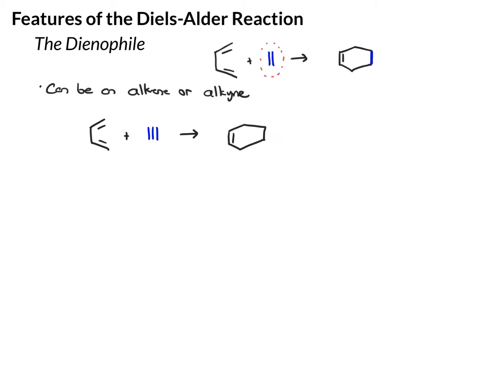But like above, when we went from a double bond to a single bond, if the dienophile is an alkyne, you go from a triple bond to a double bond. So in the product, we'll have a double bond.